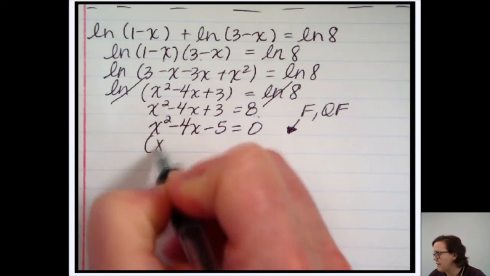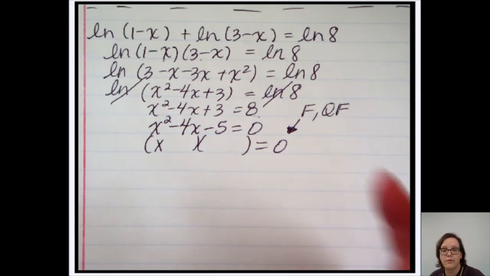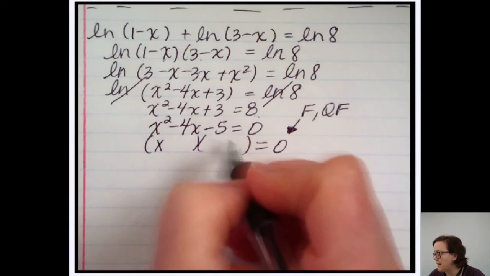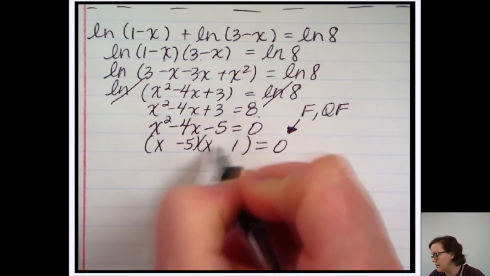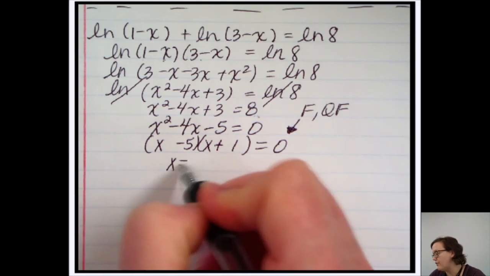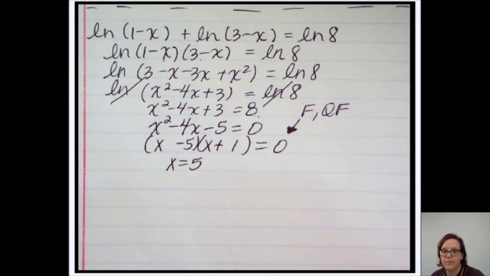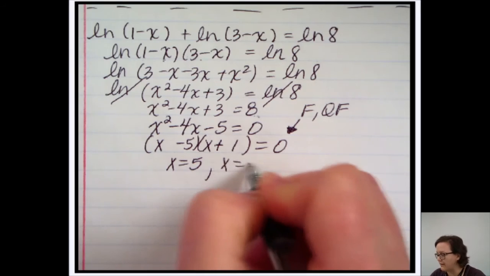Two things that multiply to negative 5 and combine to make negative 4 when you add them would be a negative 5 and a positive 1. So x minus 5 times x plus 1. But if we solve for x using that zero product property, don't forget that, we get x is 5 and x is negative 1.